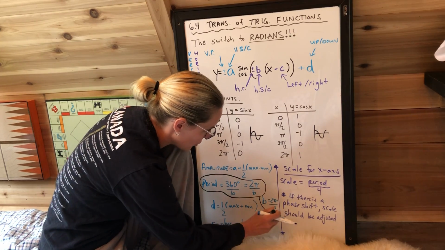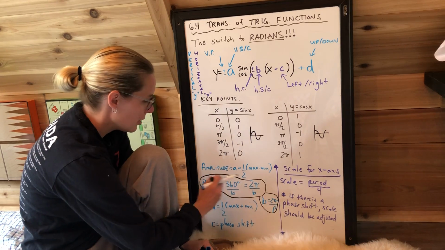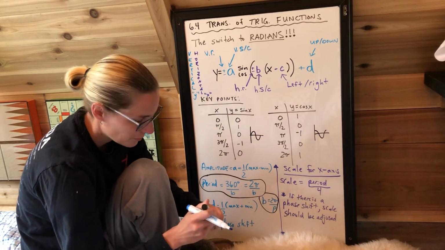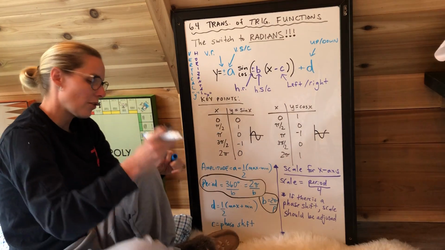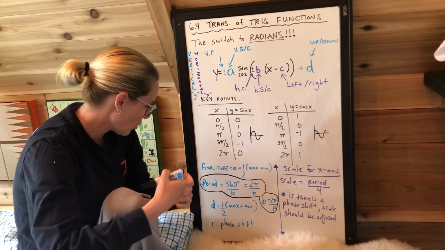So that's just the reciprocal relationship. Okay, period is 2 pi over B. B is 2 pi over period. Like a triangle question. Okay, so that I would say is the most important.